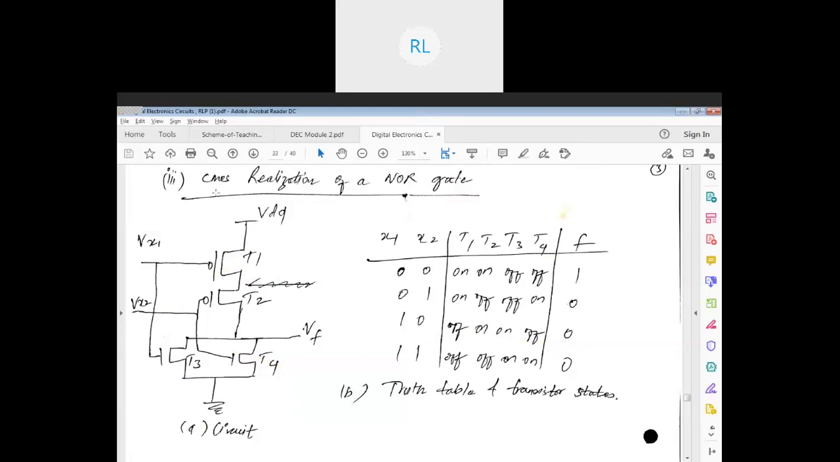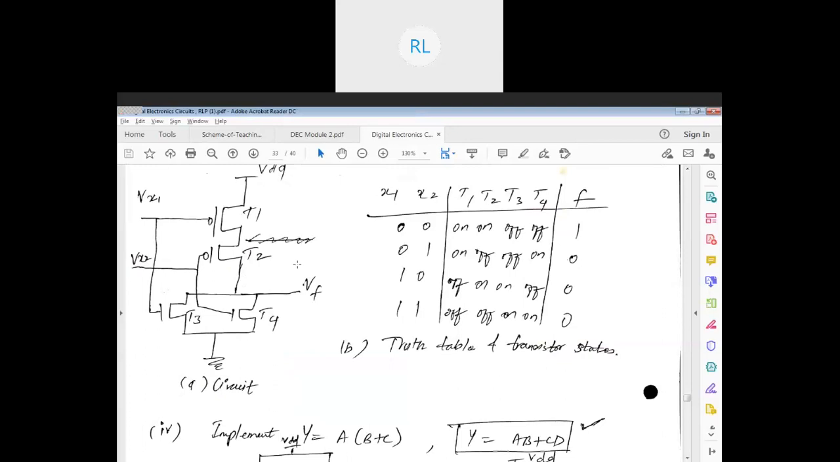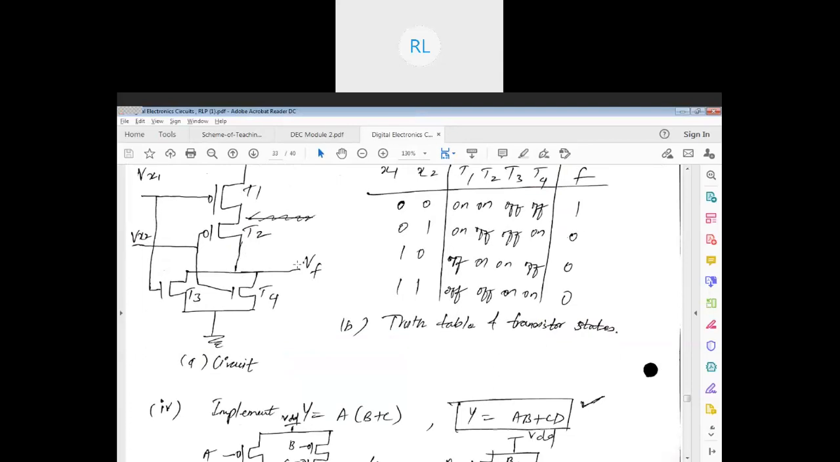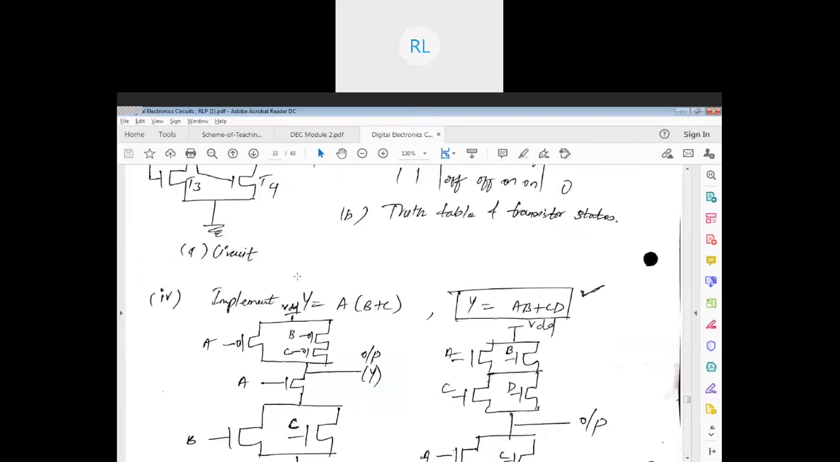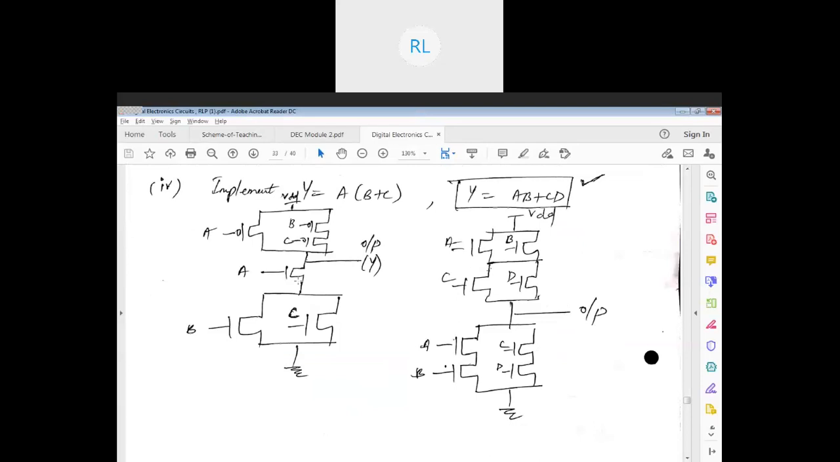Right? So this is how you have to analyze. Now analyzing is the next part. The first thing that you should understand is how to implement. So the implementation part you should understand. At this level, you will not be asked to analyze a circuit. Keep in mind, you will not be asked to analyze a circuit. You will just be asked to realize a NOR gate using CMOS technology. That's it.